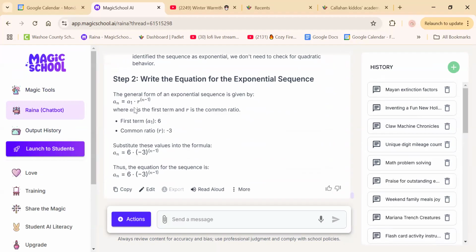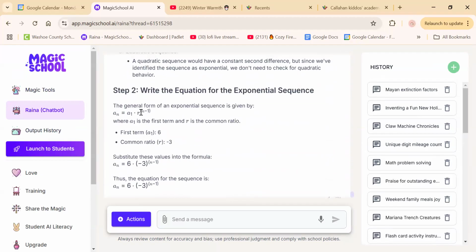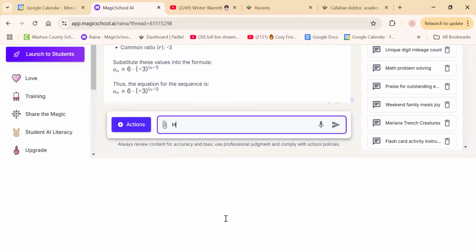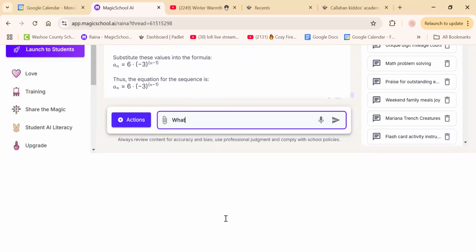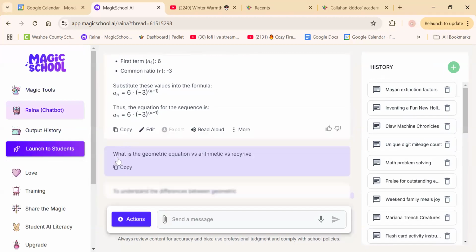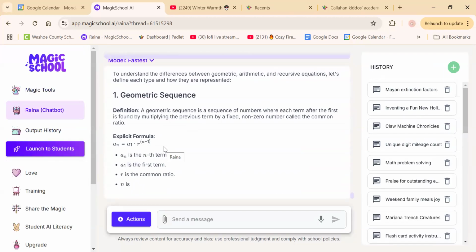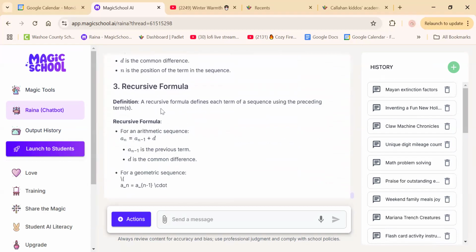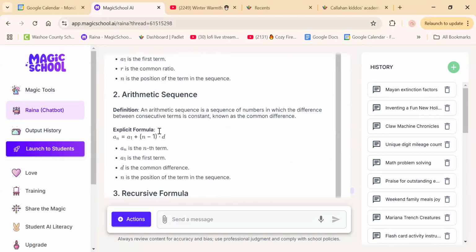Okay, this one is geometric, I believe. Let me see. What is the geometric equation versus arithmetic versus recursive? So we need to write this one down. There are 3 of them, right? There is geometric, recursive, and arithmetic, right? Okay, so write down arithmetic sequence.